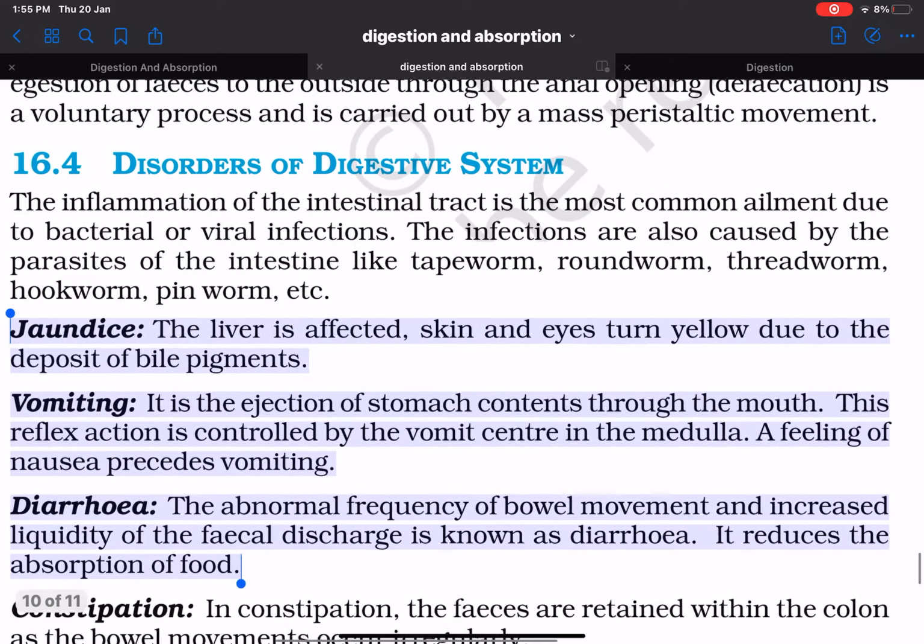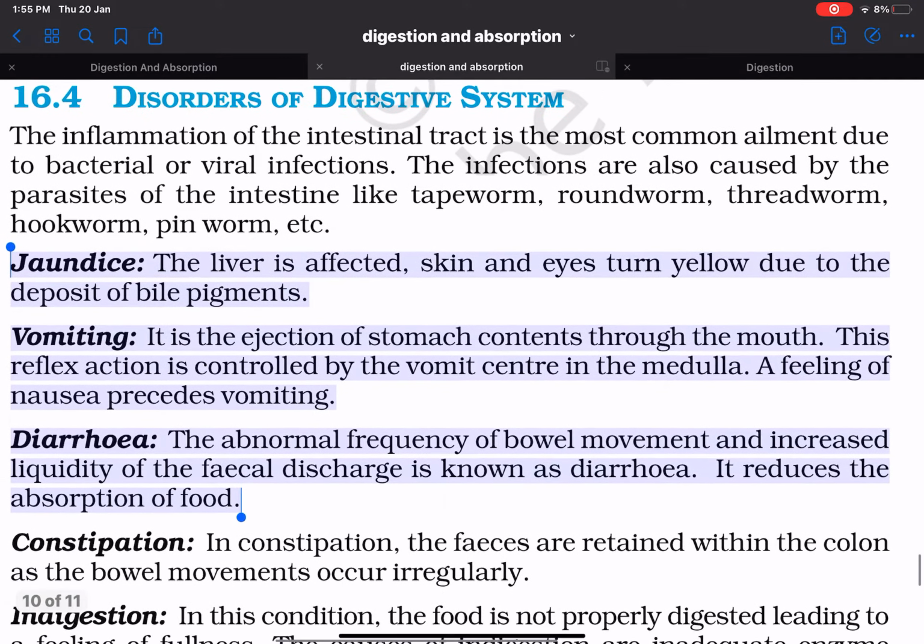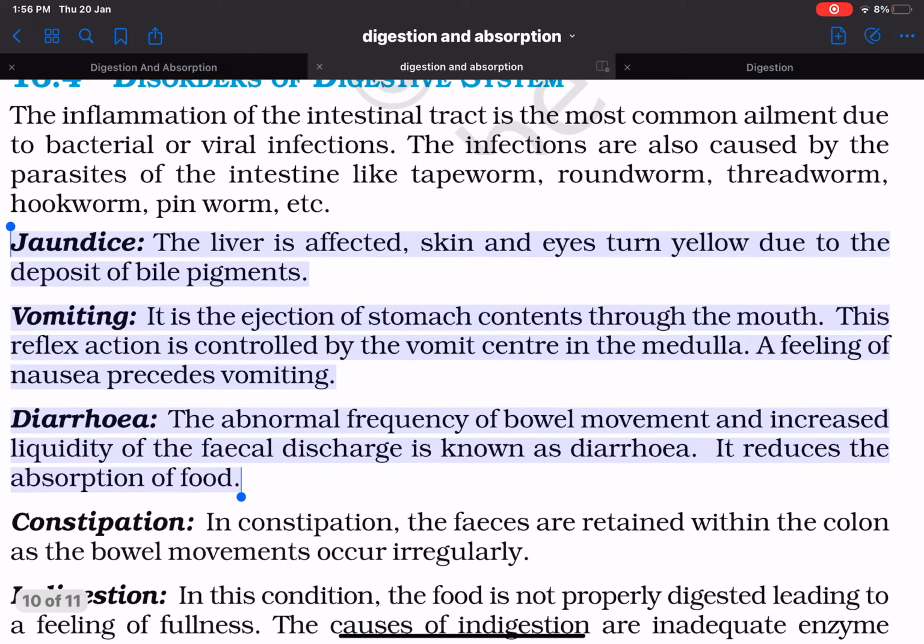Jaundice. The liver is affected. Skin and eyes turn yellow due to the deposit of bile pigments. Vomiting. It is the ejection of stomach contents through the mouth. This reflex action is controlled by the vomit center in the medulla. A feeling of nausea precedes vomiting.